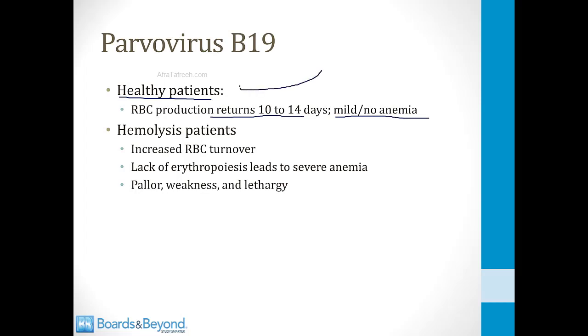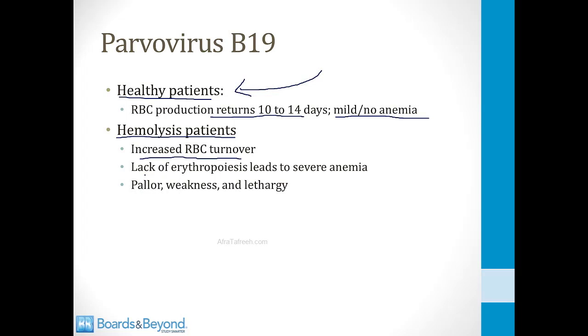And this virus commonly infects school-aged children. They often don't have a red blood cell count monitored. They may look a little pale for a day or so, but then they feel better and they have no serious consequences. However, patients with chronic hemolysis have chronically increased red blood cell turnover, and they depend on their bone marrow to crank out red blood cells in order for them to avoid a severe anemia.